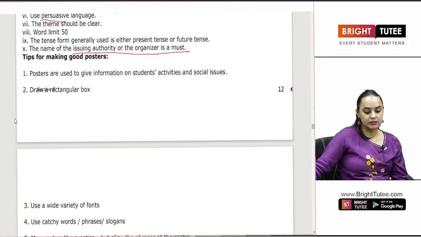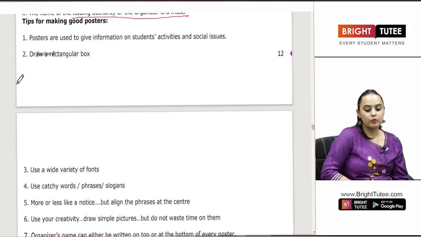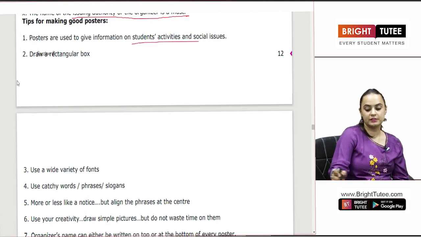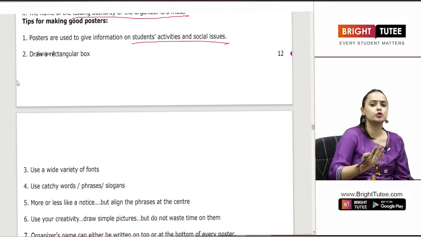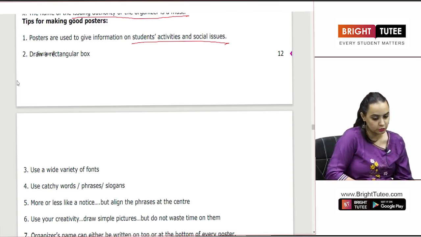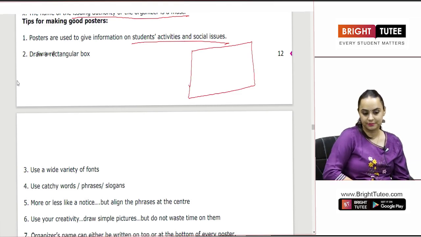Now, what are the tips for making good posters? First, posters are used to give information on students' activities and social issues. So, you have to make sure that when you are making a poster on some event, your activities and social issues are being highlighted through it. You have to make a poster in a rectangular box.